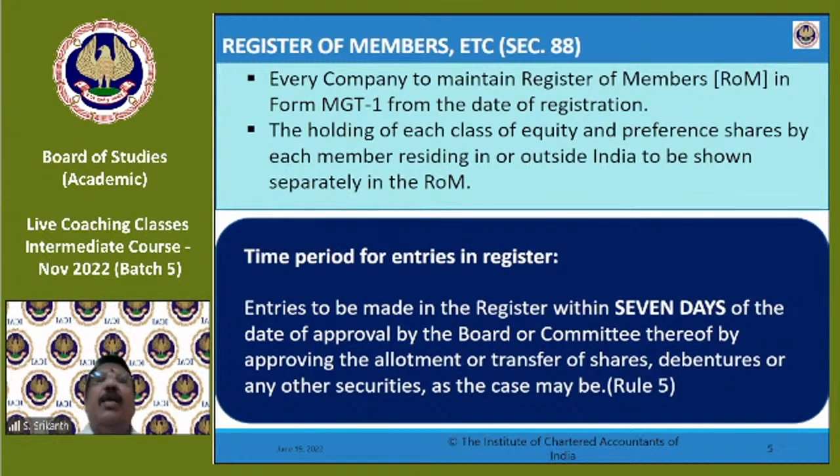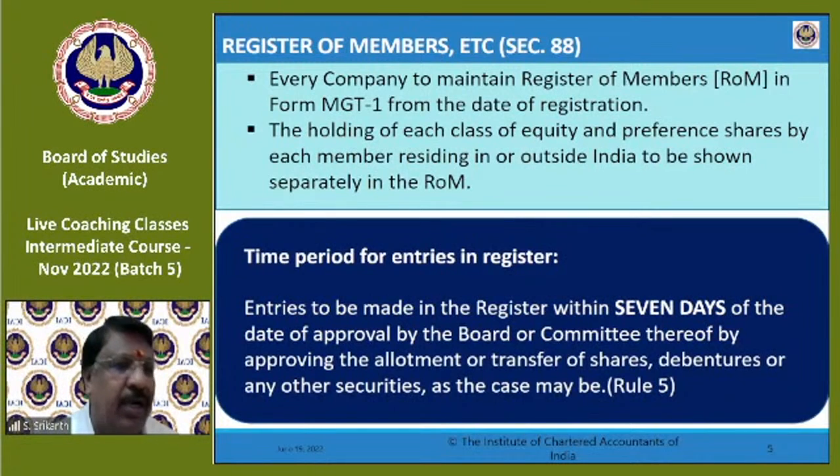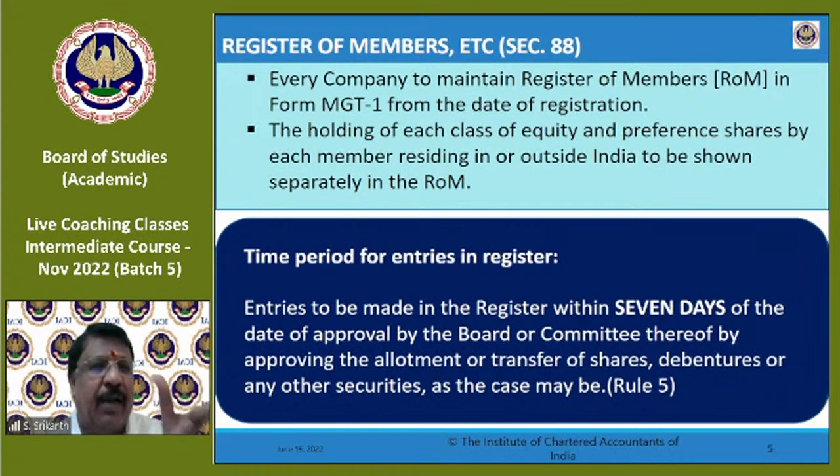Okay. So every company has to maintain the register of members in form MGT-1 from the date of registration. Obviously, what will it contain? Use your logic. It will have the registered folio, or the unique shareholder identity number. It will have the name of the member, right?